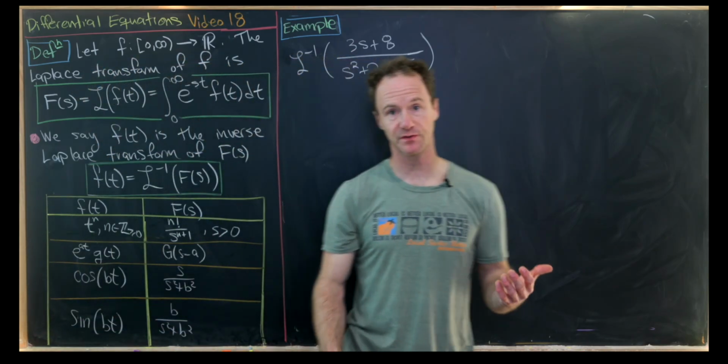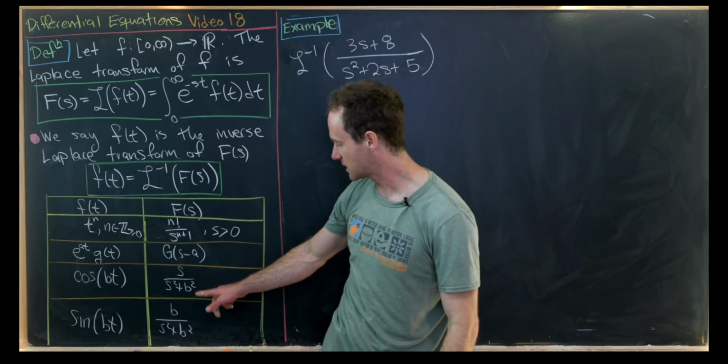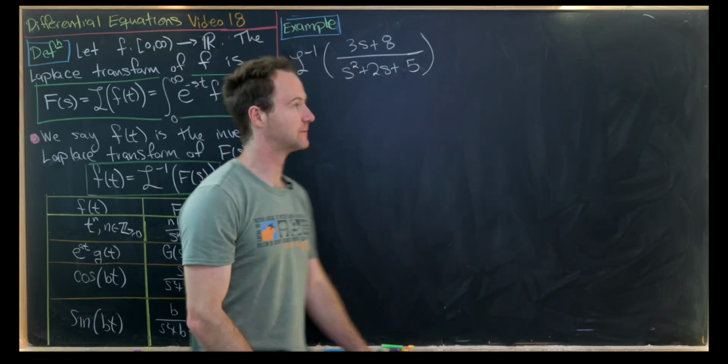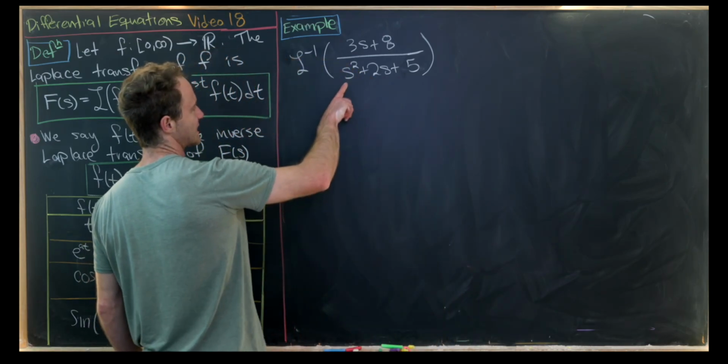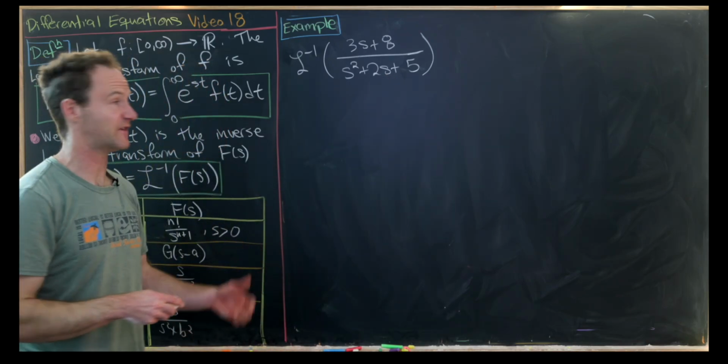But if it's an irreducible quadratic, then via completing the square, we can make it look a little bit like one of these, hopefully. So let's do that. Notice that if we have s squared plus 2s plus 1, then that will definitely factor.